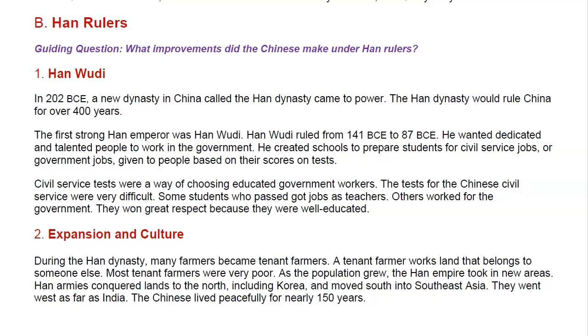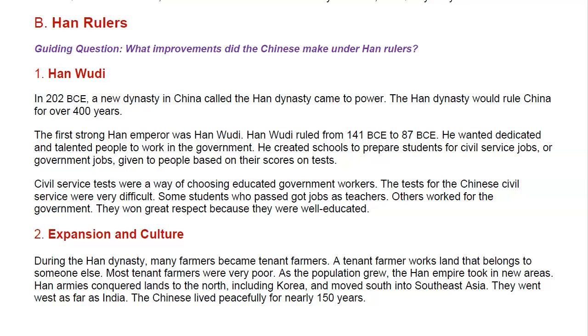Han Wudi. In 202 BCE, a new dynasty in China called the Han Dynasty came to power. The Han Dynasty would rule China for over 400 years. The first strong Han emperor was Han Wudi. Han Wudi ruled from 141 BCE to 87 BCE.